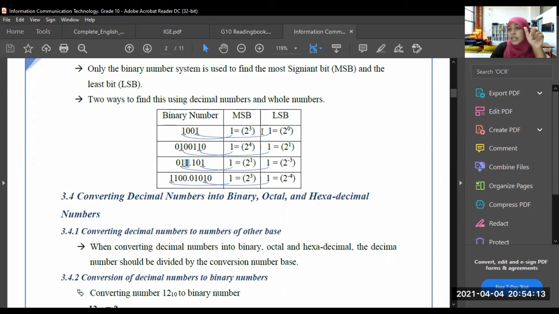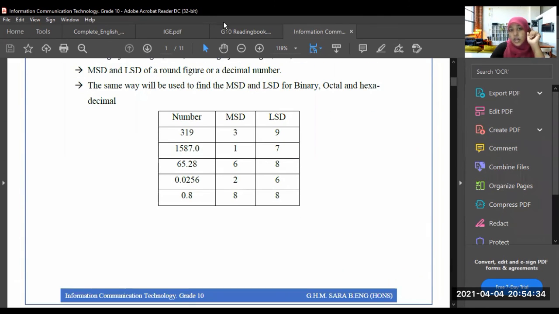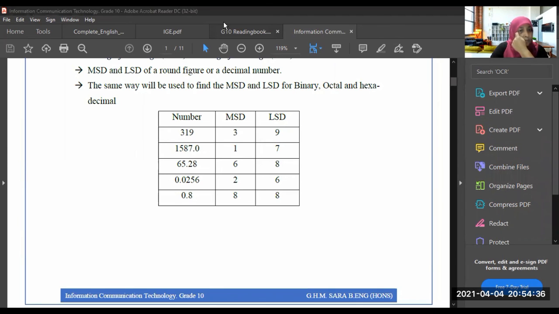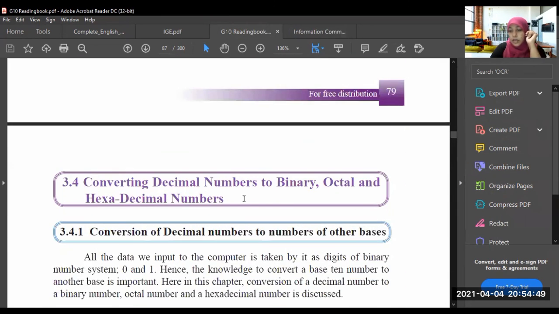You should write like this. I think there will be a question like this in your MCQ questions. Understood? So when you are finding the MSB and the LSB, it should be found like this. And now you know how to find the MSD and the LSD, right? So there is a homework again here. You should find the MSB and the LSB of the following binary numbers. So there are 2 homeworks.